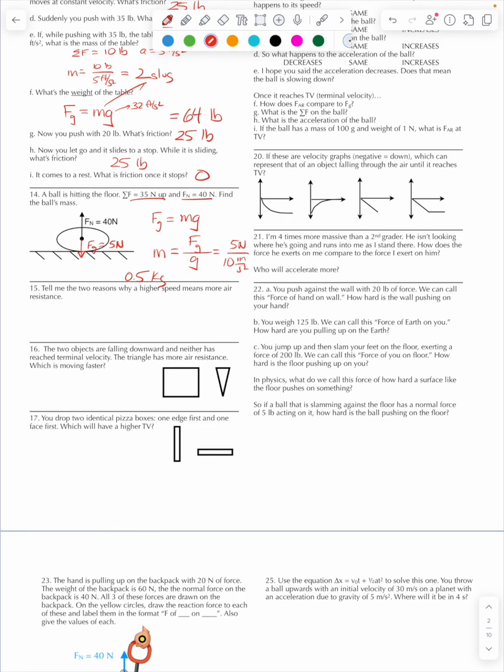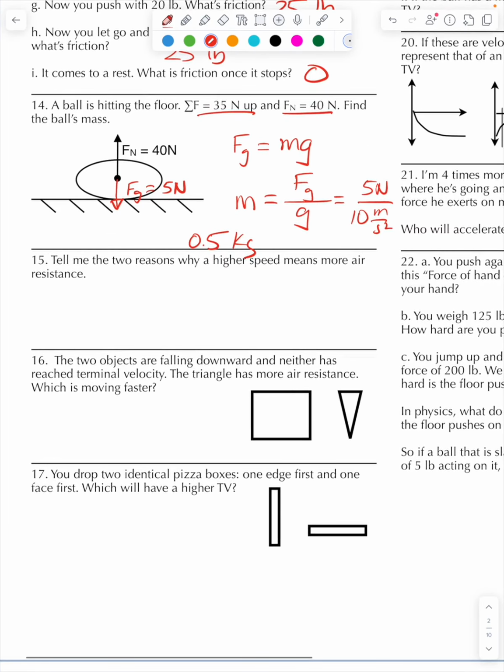Tell me the two reasons why a higher speed means more air resistance. Well, I'll just say them verbally rather than writing them. One is, as I just went over, it's running into more air particles per second. And that's where the air resistance is coming from. It's the air molecules slamming into the bottom of this thing falling. And secondly, the impacts are going to be harder. Like if you have a tennis ball being thrown at you at 5 miles per hour versus 15 miles per hour, you're going to be pushed back a little bit more by the higher speed one. So more particles per second, harder impacts.